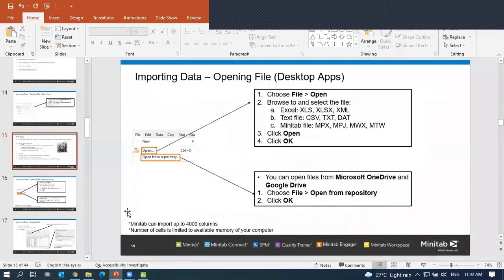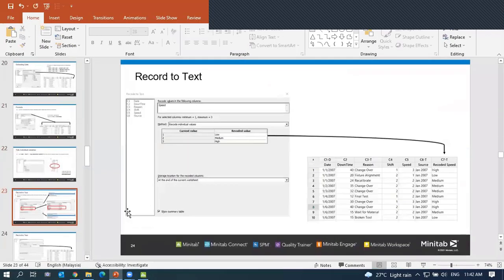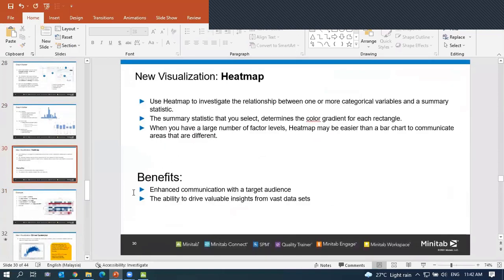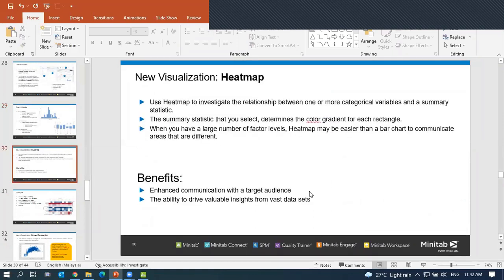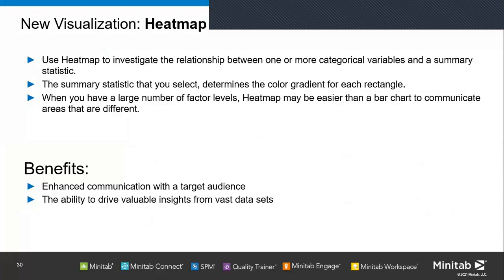And then after that, we go to the graph builder. You can see it for the novice user and for the expert user, so it is more helpful to you. The next one is the new visualization. For us, Heatmap is the new visualization. Heatmap is to investigate the relationship between one or more categorical variables and a summary statistic. The summary statistic that you select determines the color gradient for each rectangle.